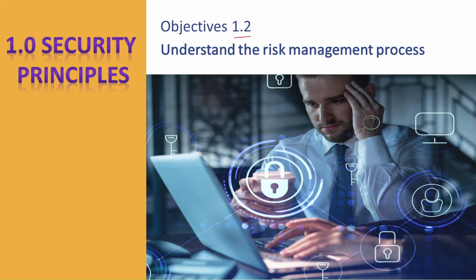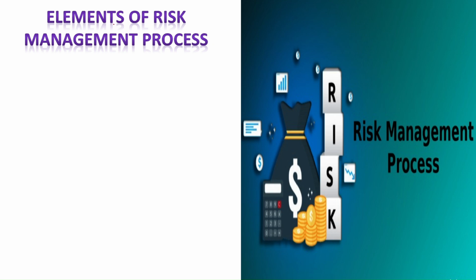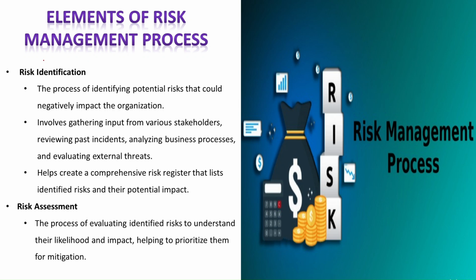So objective 1.2 is understand the risk management process. So elements of risk management process. First one is the risk identification. So risk identification is the process of identifying potential risk that could negatively impact the organization. So it involves gathering input from various stakeholders, reviewing past incidents, analyzing business processes, and evaluating external threats. Risk identification helps create a comprehensive risk register that lists identified risks and their potential impact.